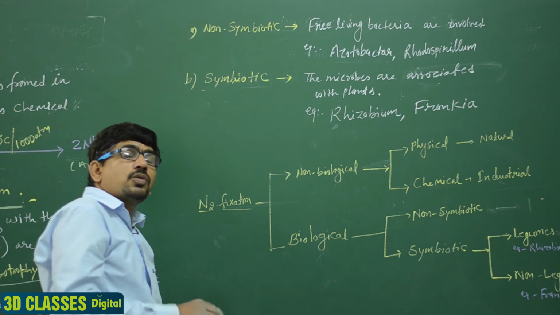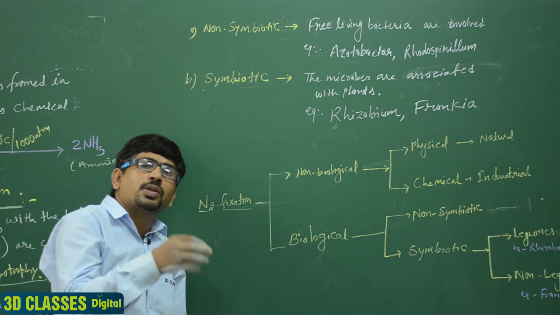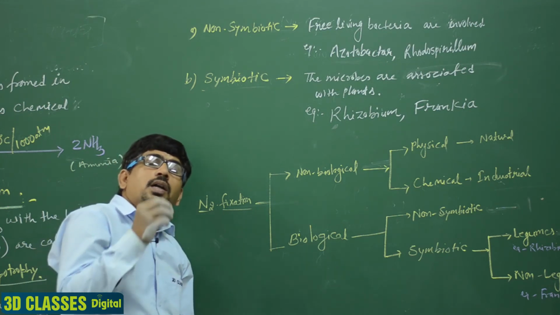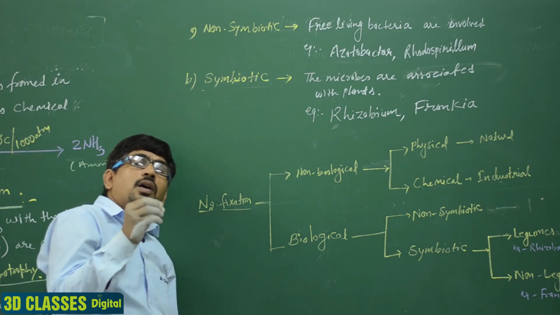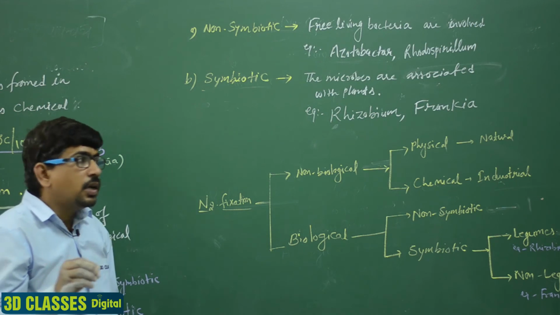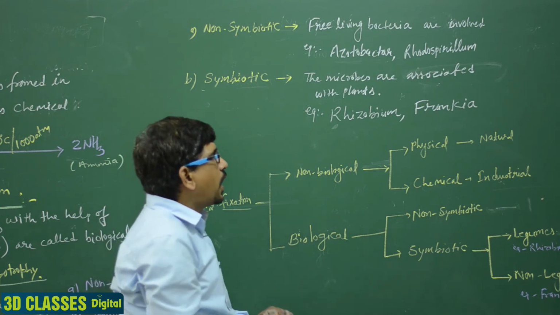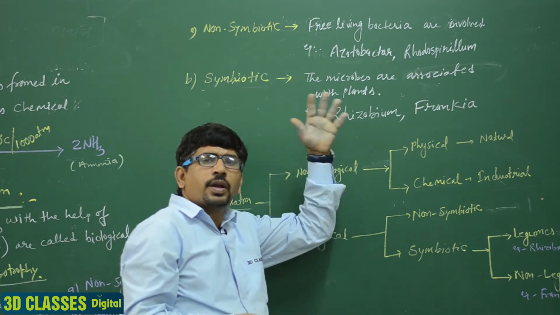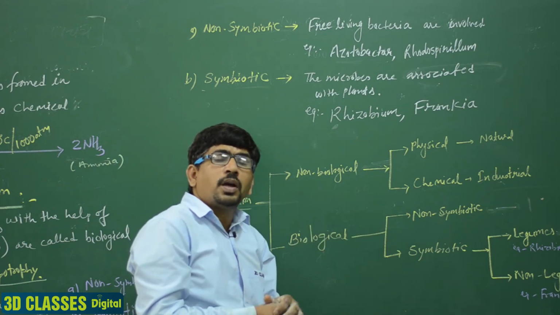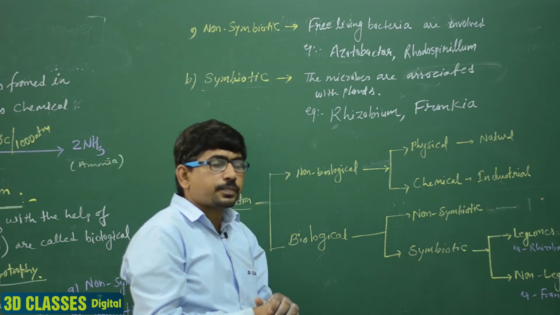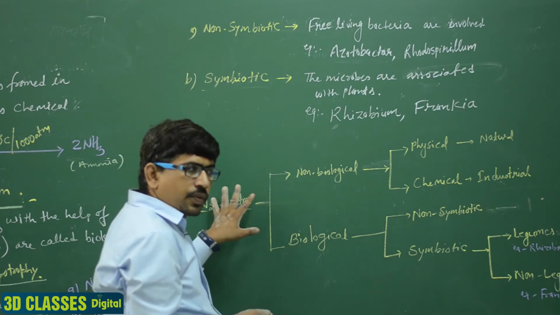The second one is symbiotic nitrogen fixation. Symbiotic means most of the bacteria are associated with higher plants. They are particularly associated with the root, the stem, the leaves, and these microbes fix nitrogen. Clear? Those are known as symbiotic bacteria, and there are several types like Rhizobium, Frankia, Nostoc, Anabaena. Those are associated with another organism and then fix the nitrogen. Clear?